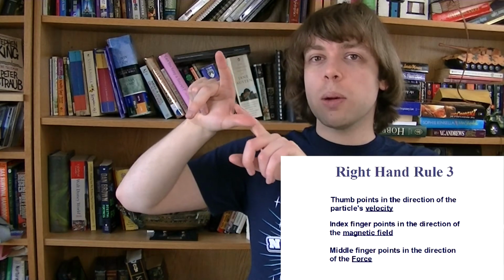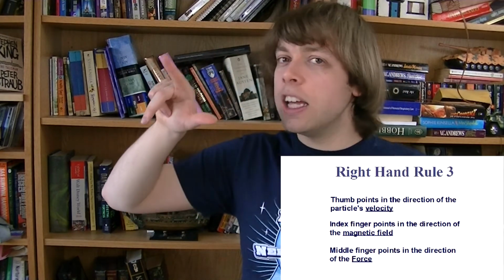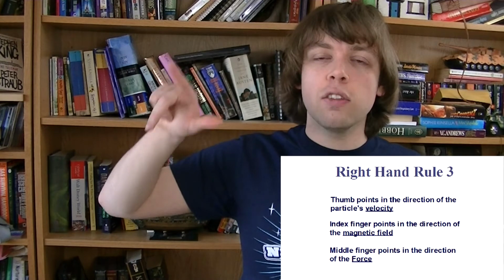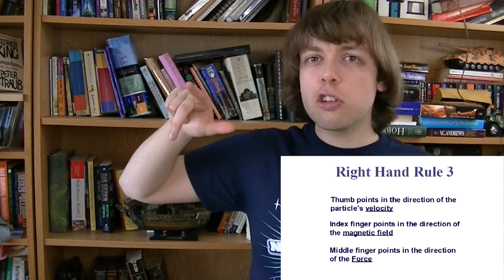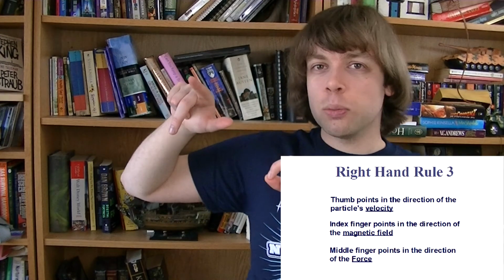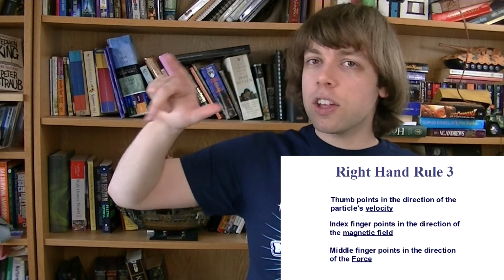So that's the second right-hand rule. The third right-hand rule is almost exactly the same as the second, except your thumb, instead of representing the direction that the current flows, is now representing the direction that the individual charges are moving. So the third right-hand rule is where we have individual charges moving inside a magnetic field. But everything else is the same.